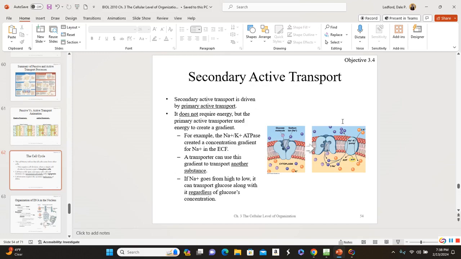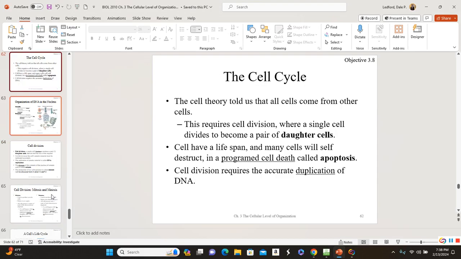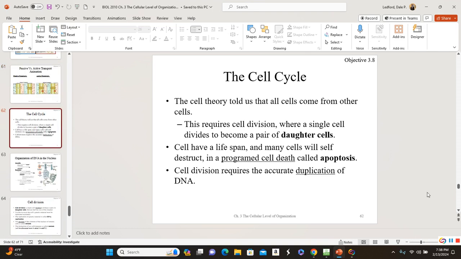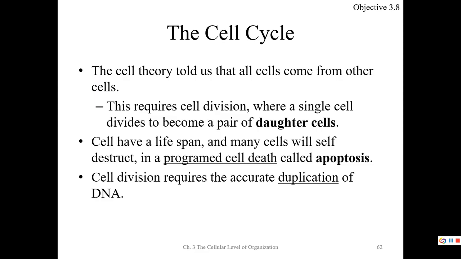One of the last things we're going to talk about today is the cell cycle. And remember, cell theory says all cells come from other cells. If all cells come from other cells, we have to take a cell that existed and divide it to make new cells. This requires cell division, where a single cell divides and becomes daughter cells.